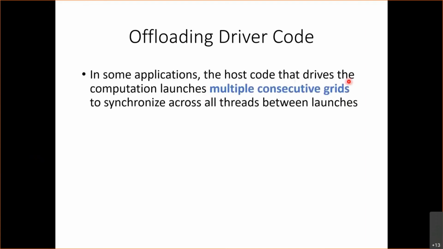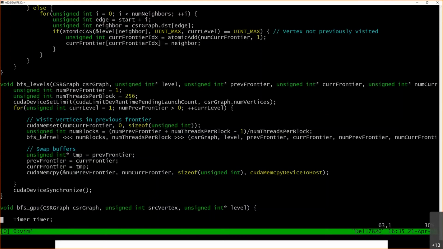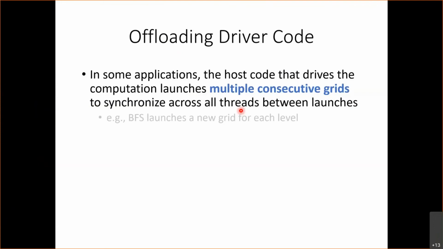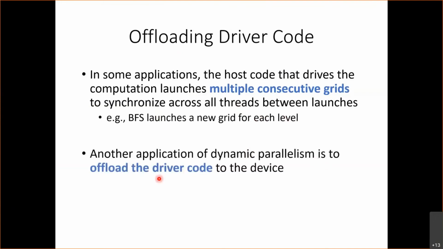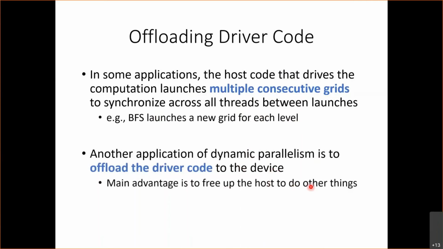Okay. So in some applications, the host code that drives the computation launches multiple consecutive grids. The reason it needs to launch multiple grids is to synchronize threads between launches. Here, the reason we have multiple grids for BFS is because we need to make sure all the threads finish for the previous level before we move on to the next level. So BFS launches a new grid for each level because we need to synchronize across the different levels. So another application of dynamic parallelism is to offload this driver code. And the main advantage of that is that we free up the host to do other things. Okay, is that clear to everyone?